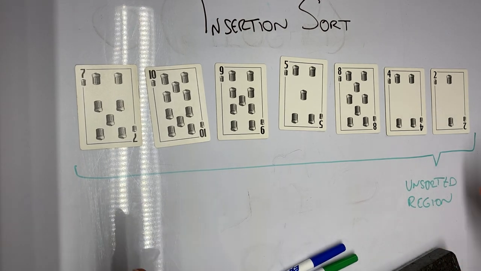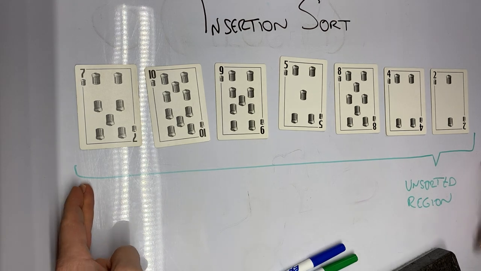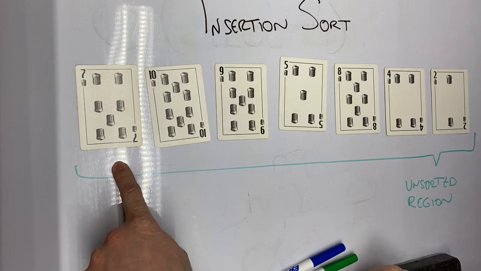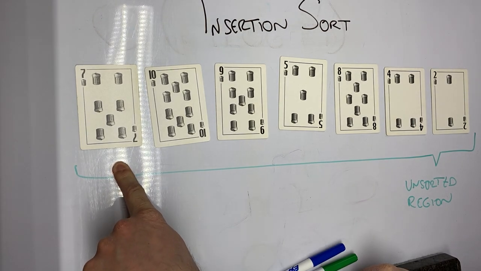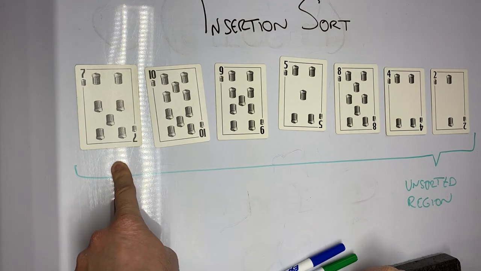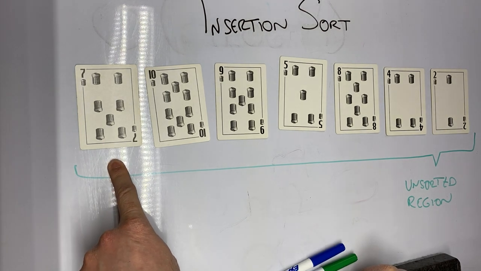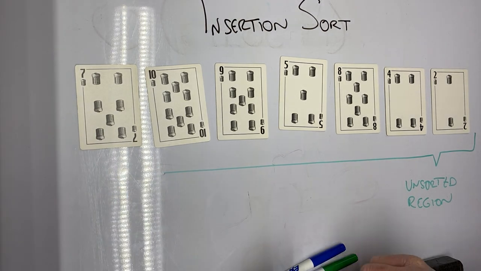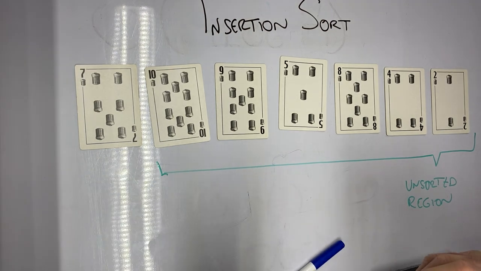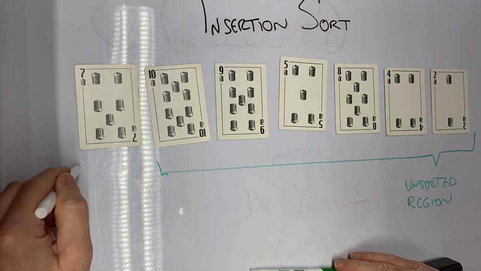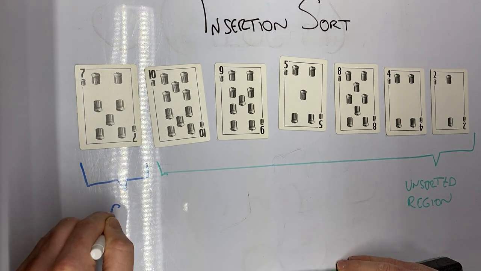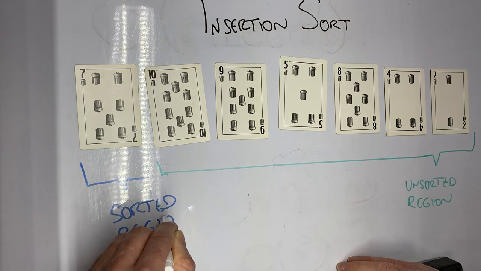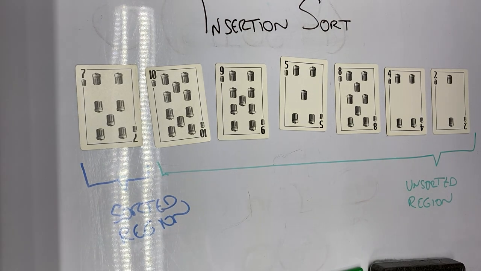So similar to the selection sort, we look at the unsorted region, which is all seven cards at the moment. For the insertion sort, we're going to look at the very first card in that unsorted region, and then we're going to insert it into the sorted region. Now at the very beginning, there is no sorted region, so the first card in the unsorted region simply becomes the only card in the sorted region. So I'm going to label that. There we go, there's the sorted region.